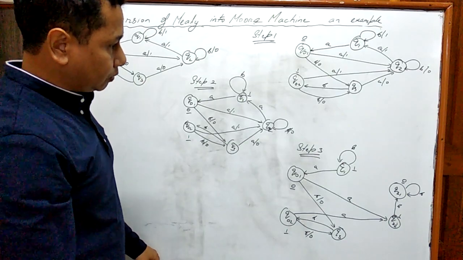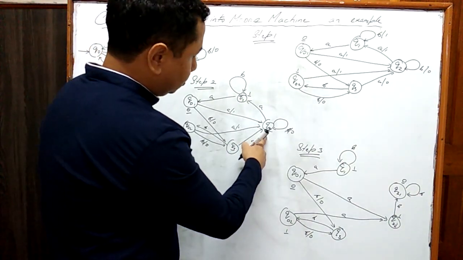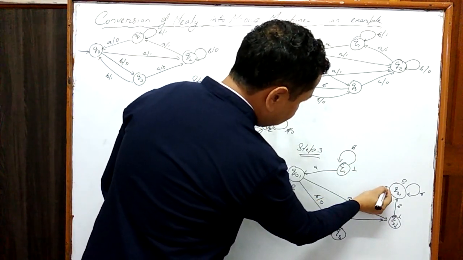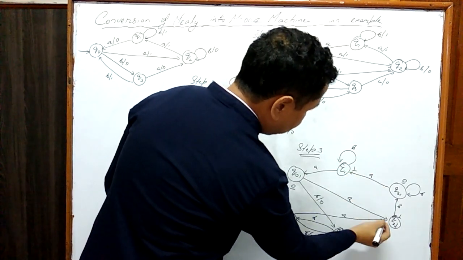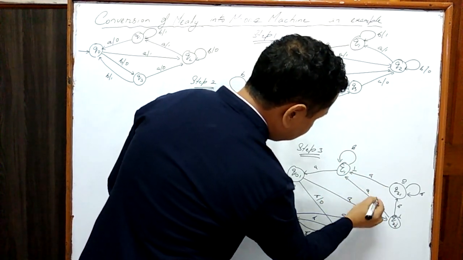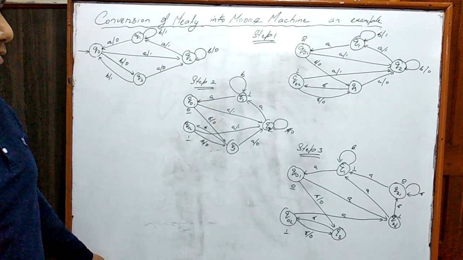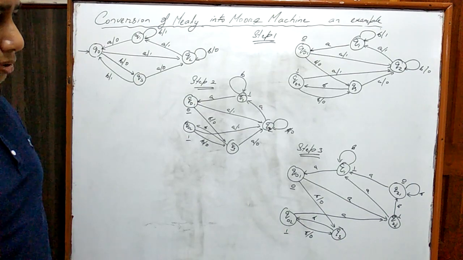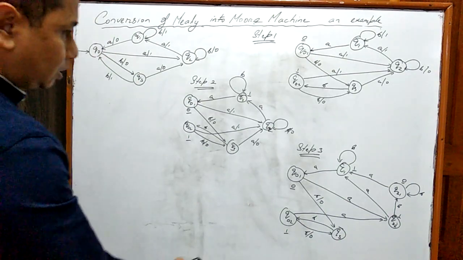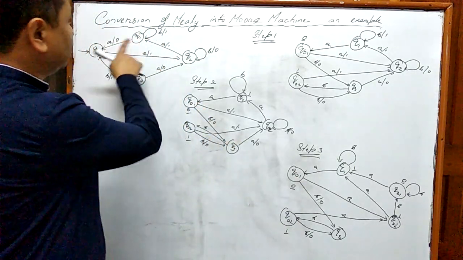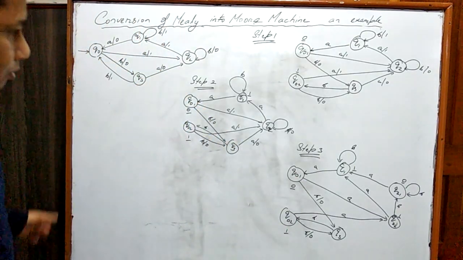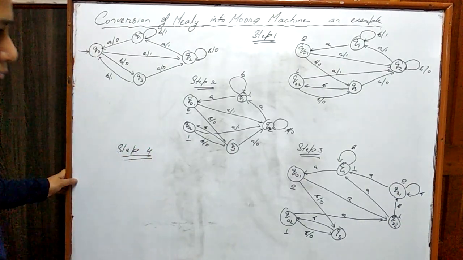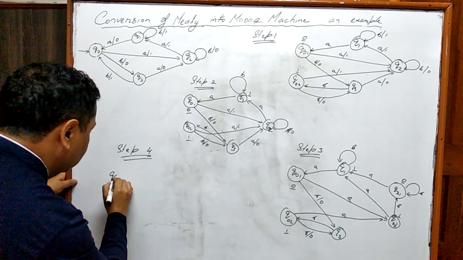Now let's look at the outgoing from Q2. There's only one outgoing, that is A to Q1. So we'll make this A and we'll make this A. That completes step number 3. Now let us complete the final diagram. We have already completed Q0, Q1, Q2. Now we'll finish up with Q3. So that is step number 4. In step number 4, let's look at it.